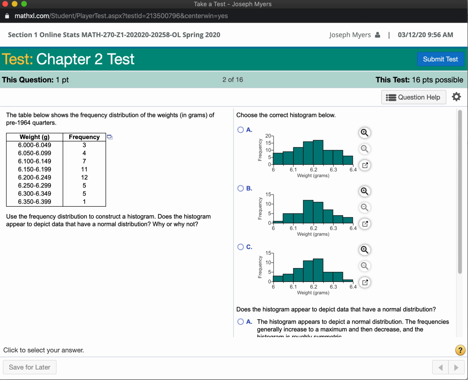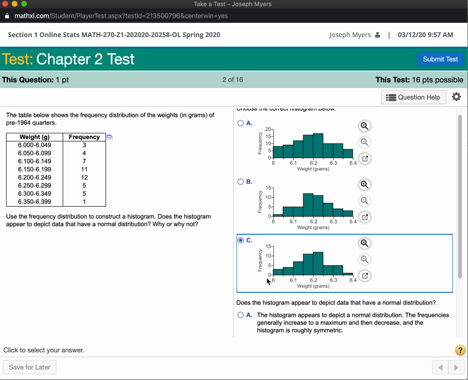Now we get an example to actually try to create a histogram. So the most common value is 6.2 through 6.249, so that one should be the highest. And it looks like that one could be number C or number A. However, C is the only choice because the frequency from 6 to 6.049 is 3, and this matches up with 3. That one does not, and that one also does not. So C is the only choice that works.